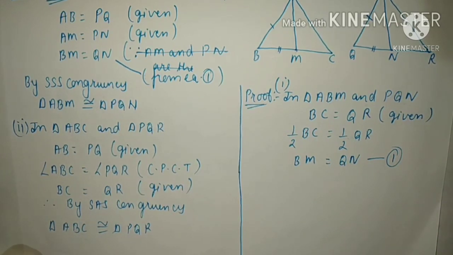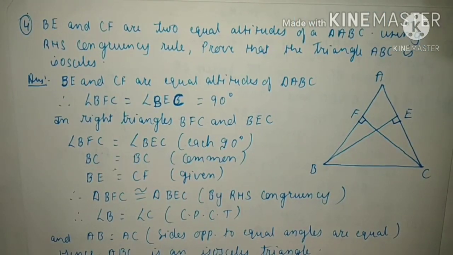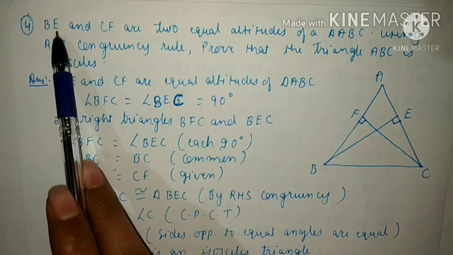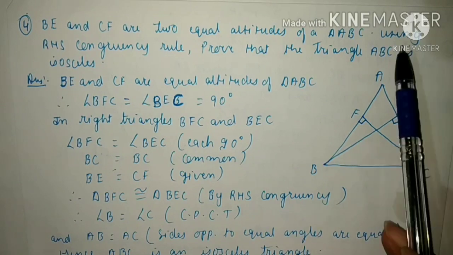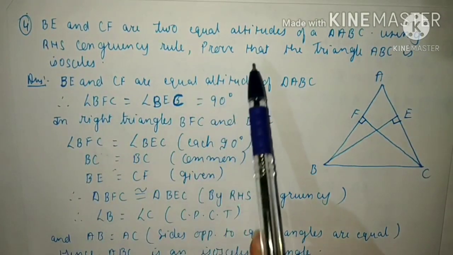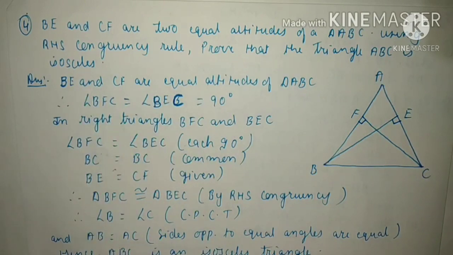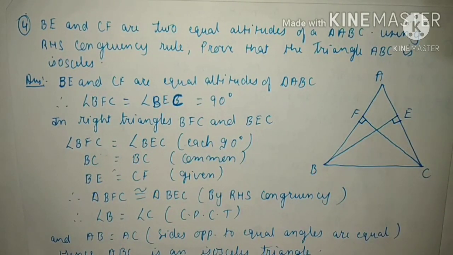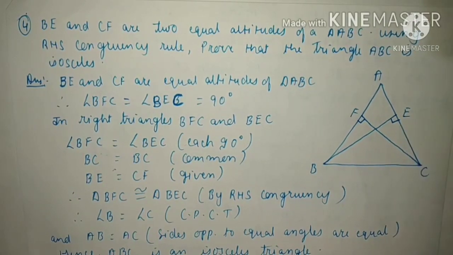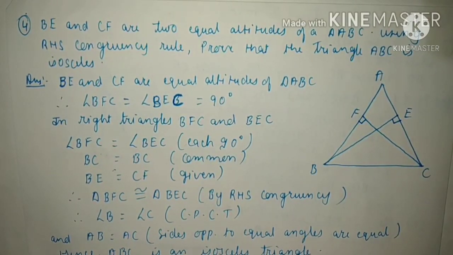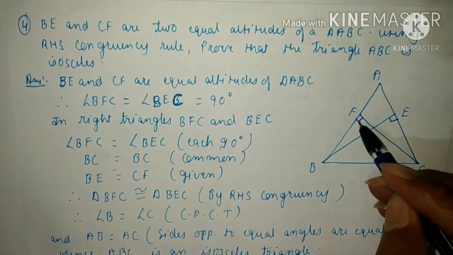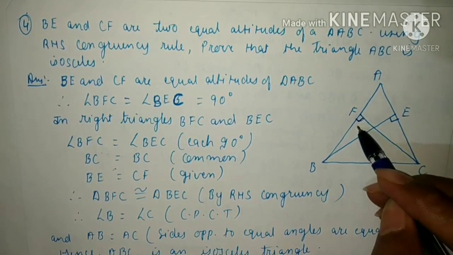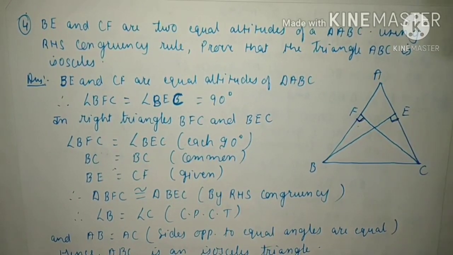Now we will start our fourth question. Now see the fourth question. BE and CF are two equal altitudes of a triangle ABC. Using RHS congruency rule, prove that the triangle ABC is isosceles. Now this is our triangle ABC. In this, BE and CF are the altitudes of the triangle and both the altitudes are equal in length. Now if these two are altitudes, then the angles they form will be equal to 90 degrees. That means this is equal to 90 degrees and this is equal to 90 degrees.